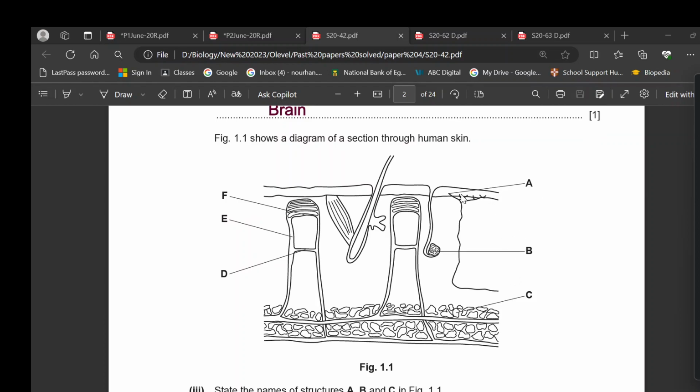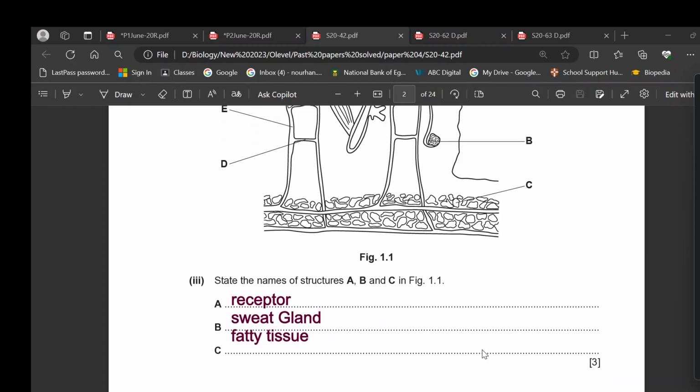A, it starts at the beginning near to the skin. This is the receptors. B, which is the coiled structure that opens on the surface. Coiled structure, this is the sweat gland and this is the sweat pore. C is the fat tissue under the skin. Labels, easy labels. Okay.